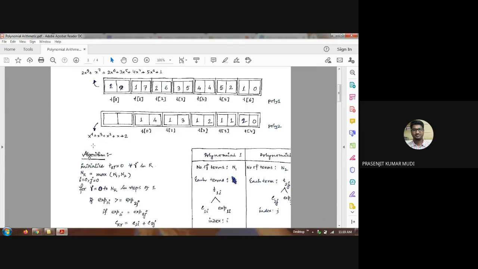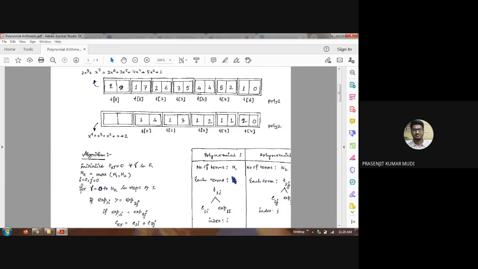What will you do? Your logic is, you can't add this term and this term because they are not like terms. Like terms means their exponents must be equal. So you can add those terms of which exponents are the same. If they are not the same, you can't perform any addition, subtraction, whatever. So this is important. So if exp1i is greater than or equal to exp2j, then what should you do?